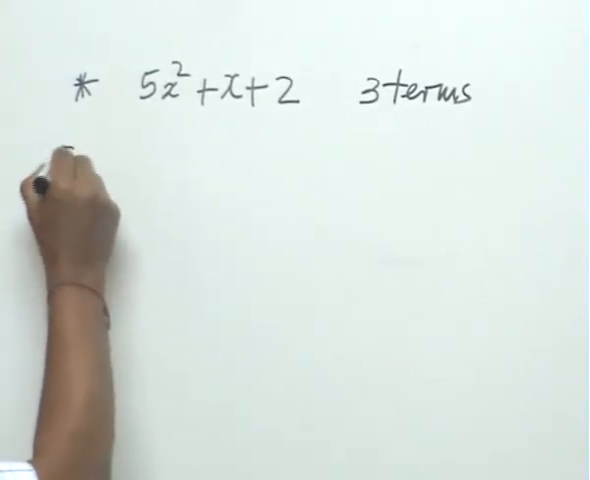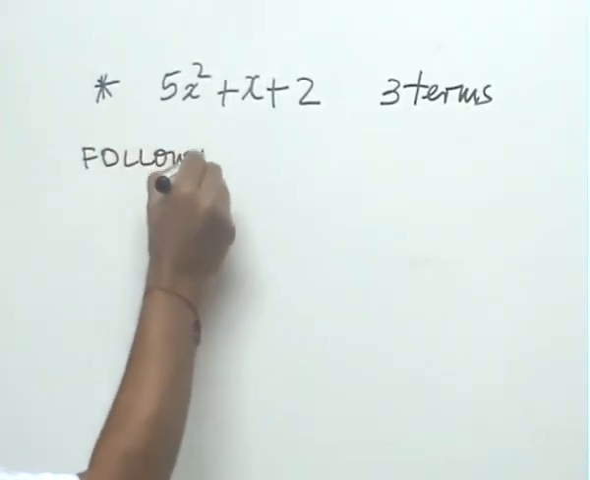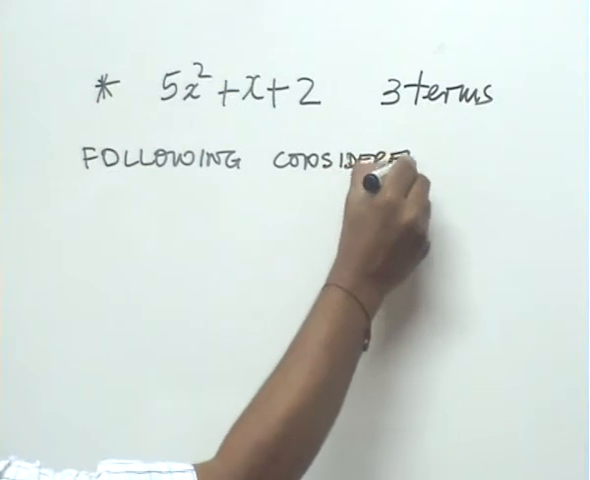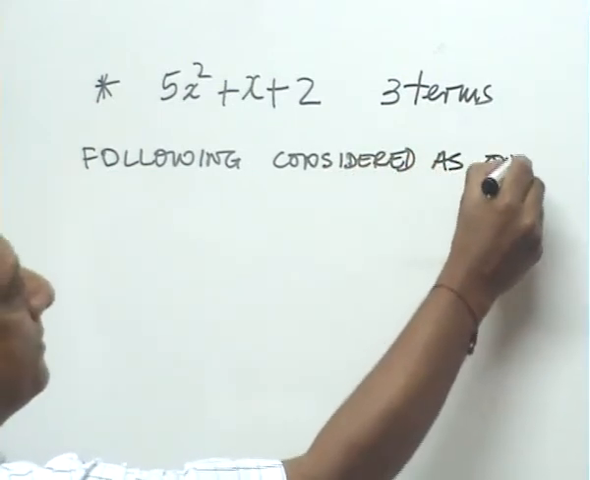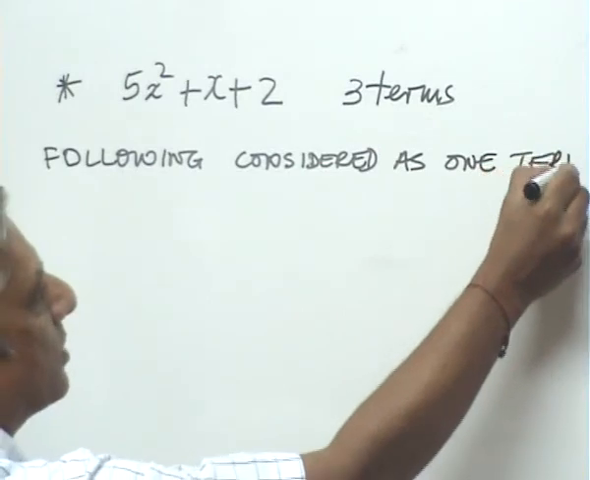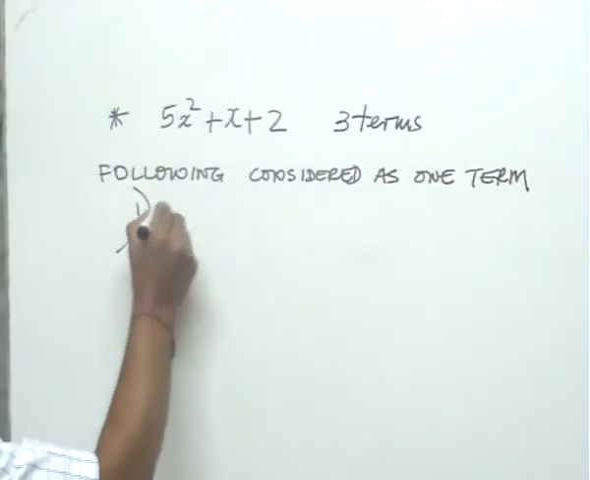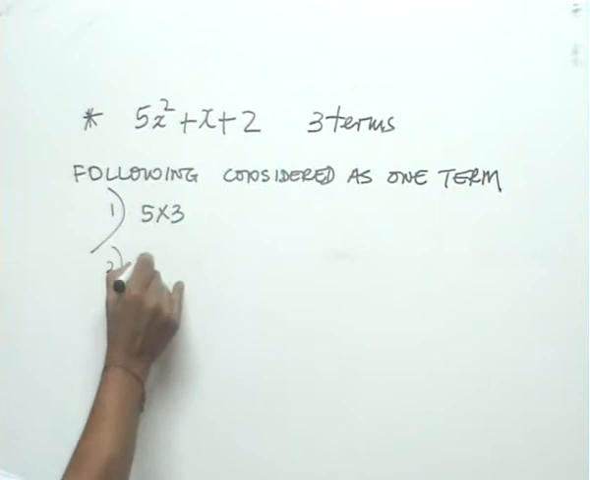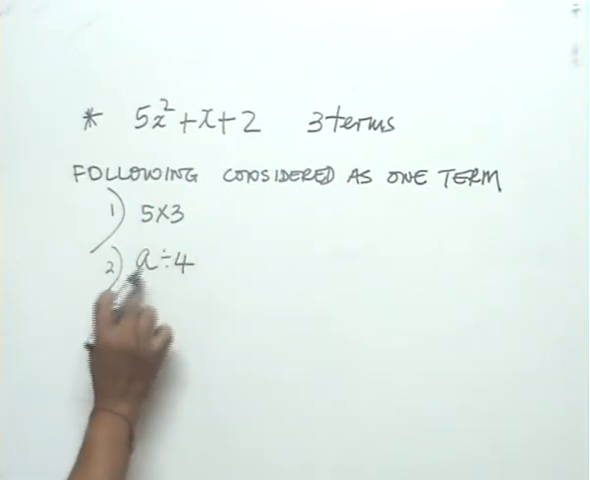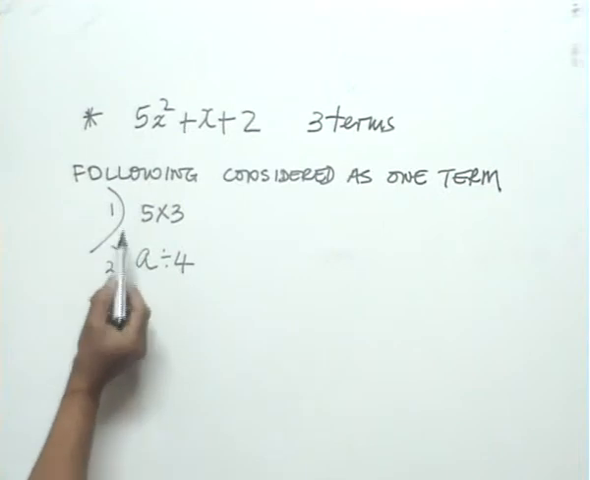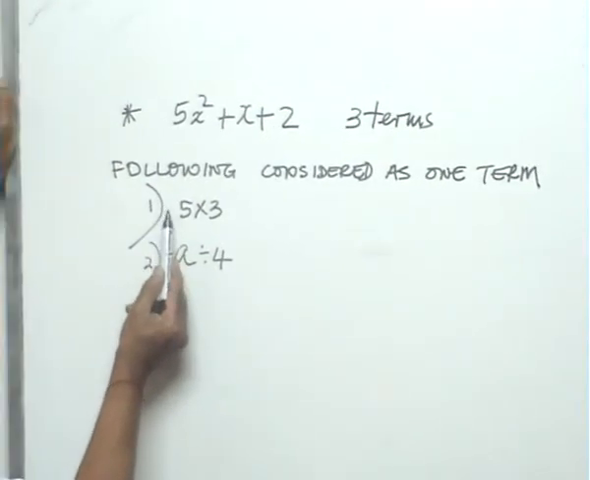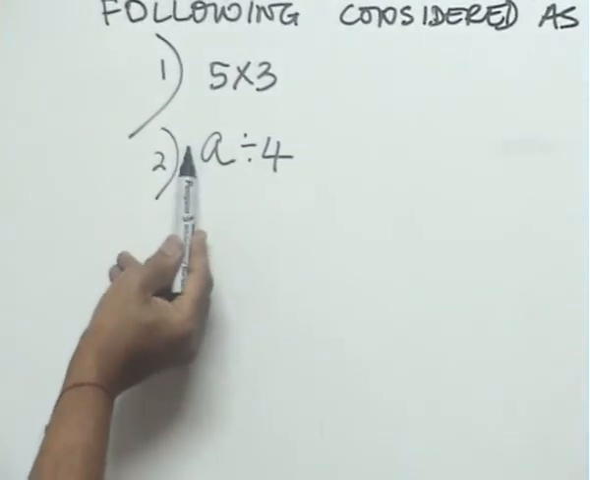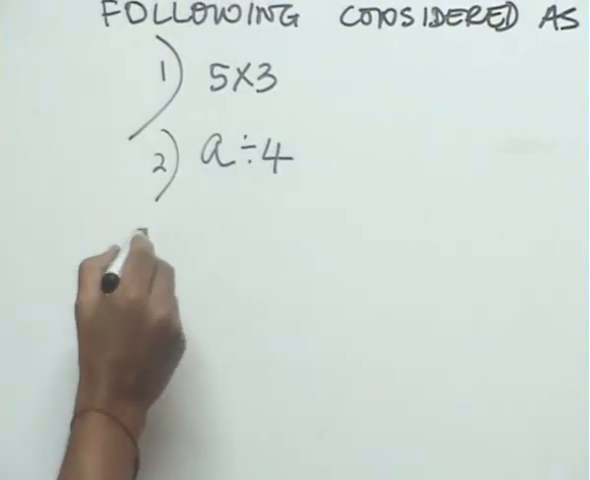But the following is considered as 1 term. So, just watch the examples I'm showing you. You see, if I give you 5 times 3, this is considered as 1 term. If I give you a divided by 4, this is considered as 1 term. Because terms are separated by plus and minus signs. So that's why this whole thing is considered as 1 term.